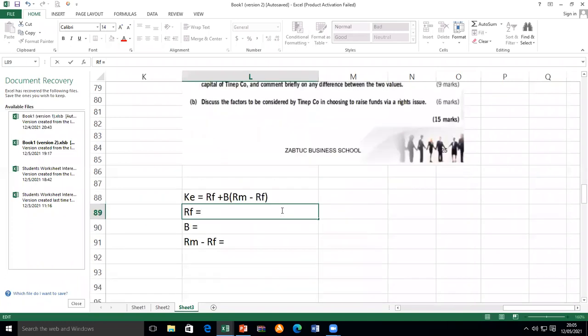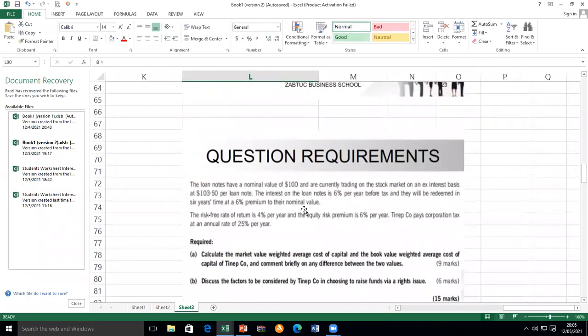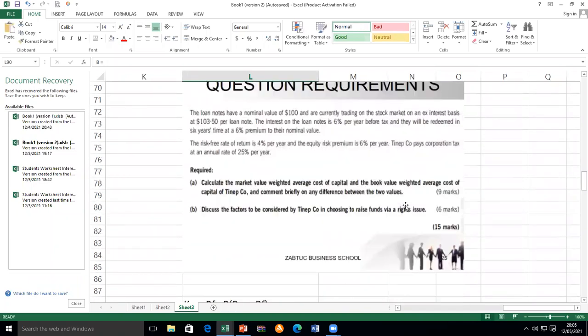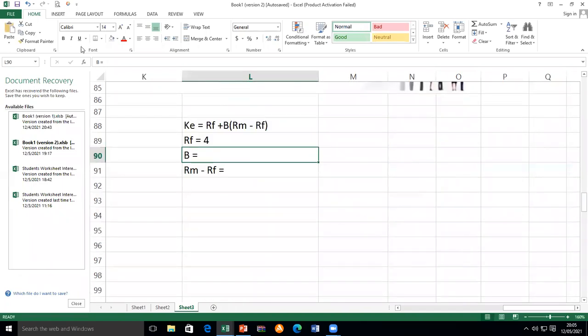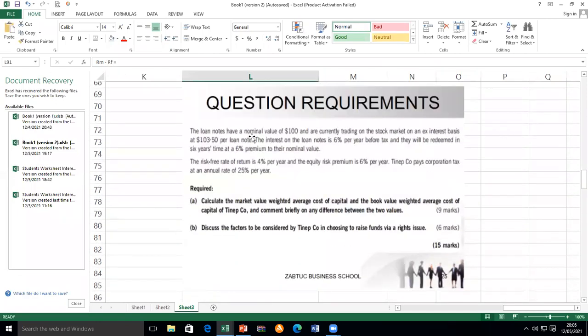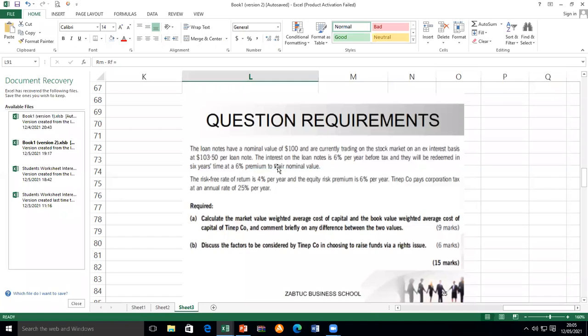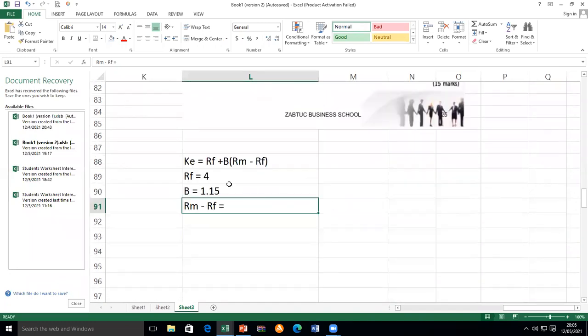Risk-free 4. The beta 1.15. And the premium, equity risk premium is 6%. So they have subtracted already for us.